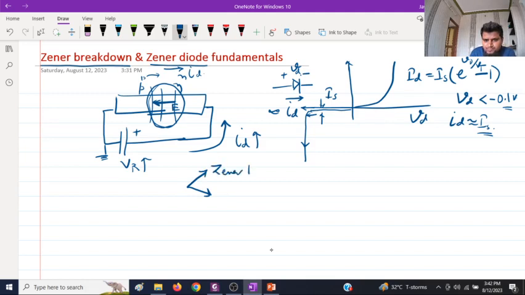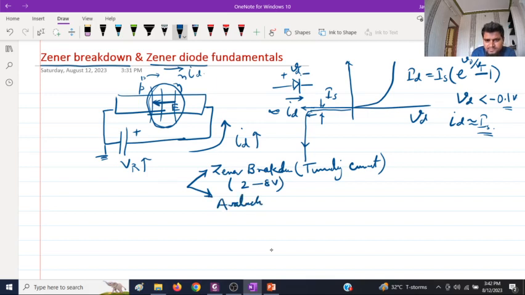One is called Zener breakdown, which happens because of the tunneling of valence band electrons into the N-side conduction band. So it is because of tunneling current. And this happens between around 2 volts to 8 volts, not more than that.